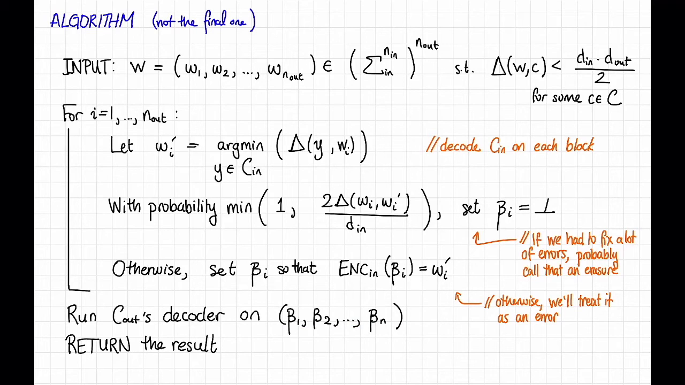Again, this algorithm is just implementing the intuition we had on the previous slide, where if we had to correct a bunch of errors, the bad guy was probably up to something, so let's call it an erasure. Otherwise, we'll hope that it's correct, but if it's not correct, then we'll treat it as an error.